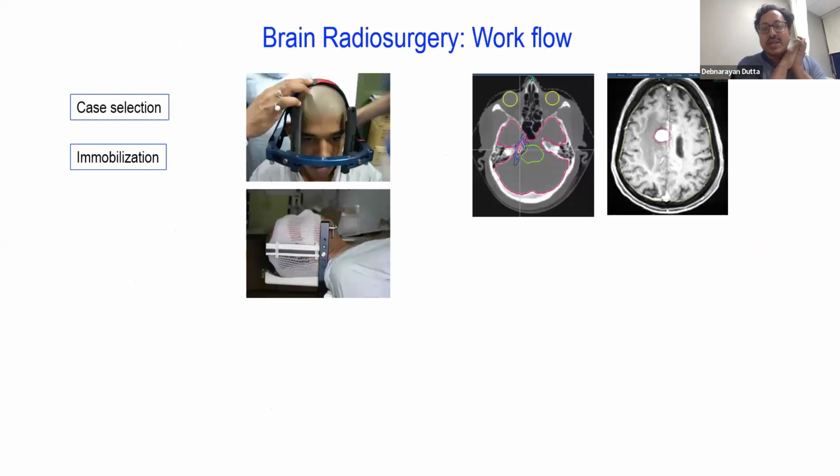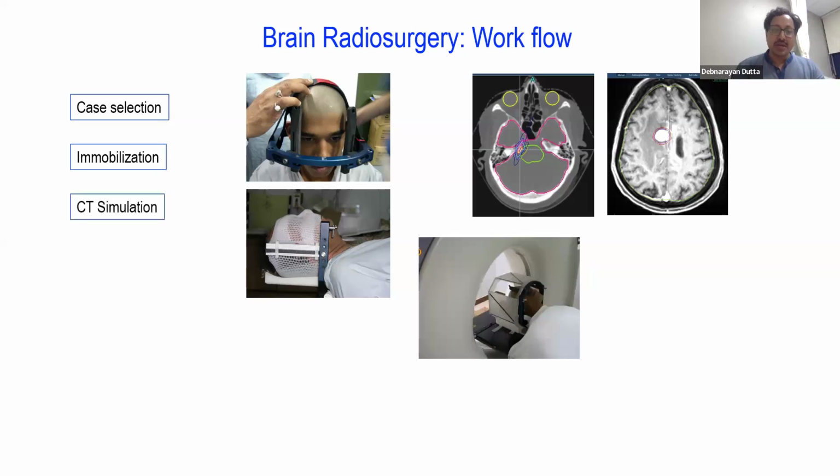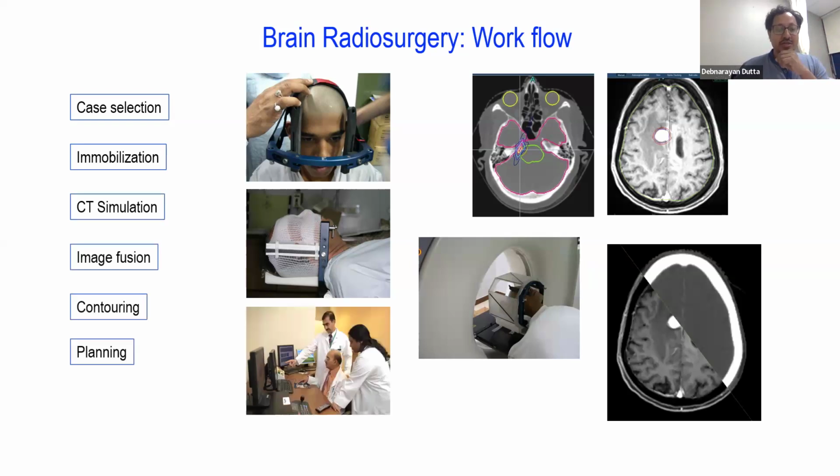Now, in radiosurgery for brain disease, what is the workflow? We select a case and do proper immobilization. In a gamma knife setting, we use a fixed frame. In a linear accelerator or CyberKnife kind of setting, we use a double mask frame, which is useful, and immobilization is much better than a single mask. Then you do an MRI and a CT scan, you fuse them, and then treat.